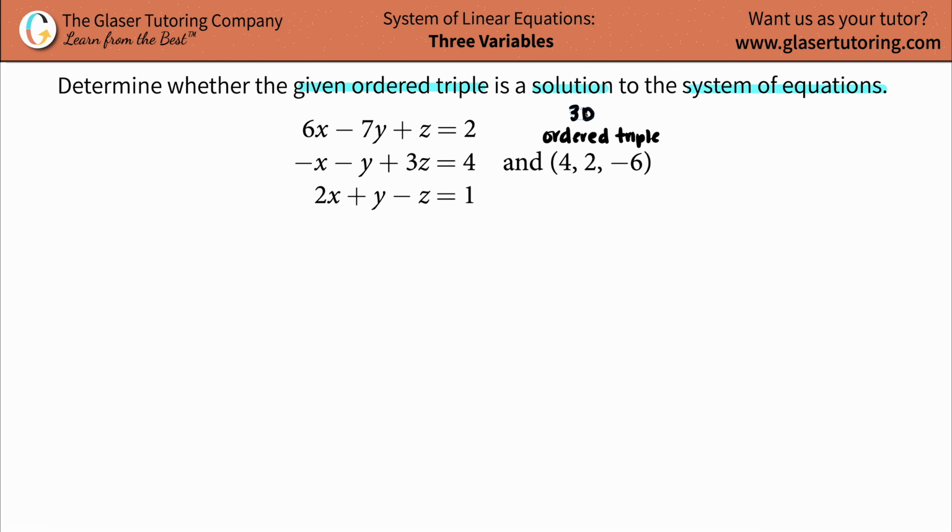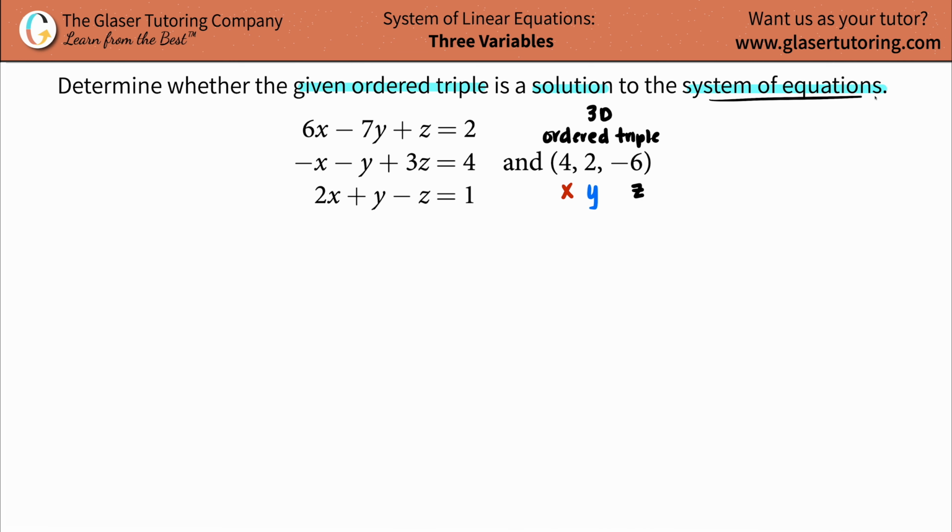Now, just like in 2 dimensions, you have x comma y, now you're just adding a letter. The first number here, which is 4, represents x still. The second one represents y, and if we go by the alphabet, x, y, and z. So we have an x value of 4, a y value of 2, and a z value of -6.